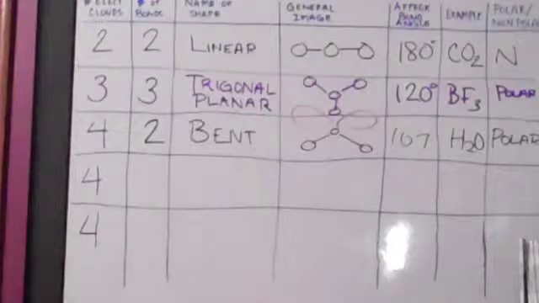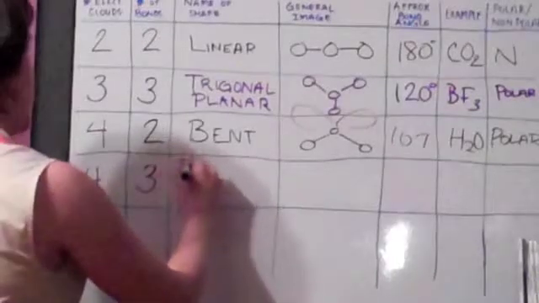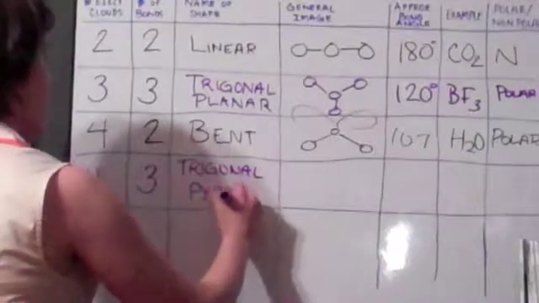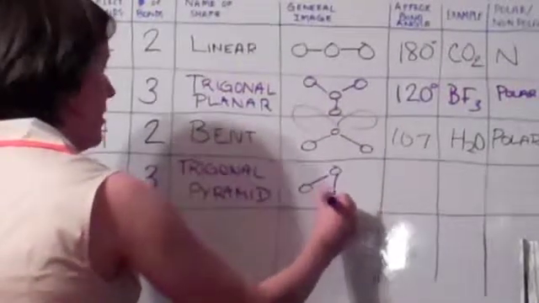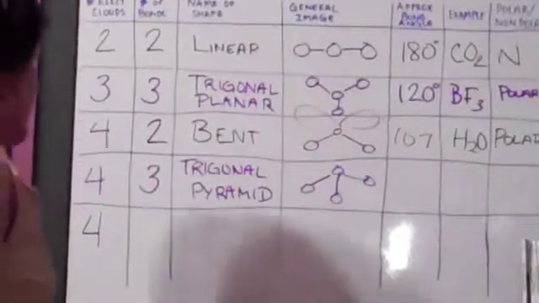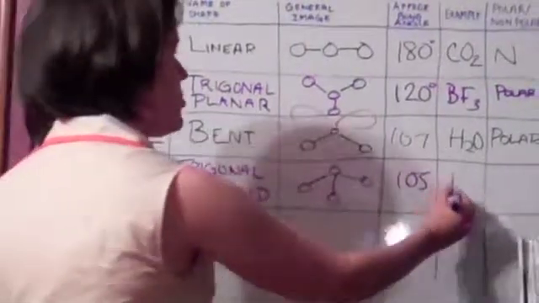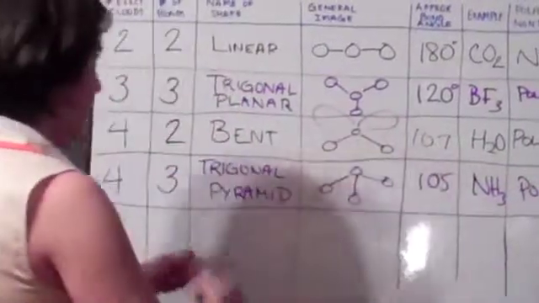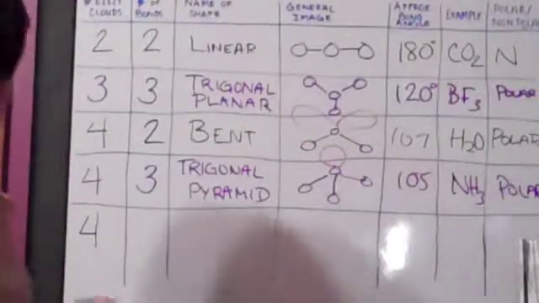Okay, next one. 4 electron clouds, this time we'll say 3 bonds. We're going to have a trigonal pyramid shape. And that looks with the central atom 3 coming out in 3 dimensions near either the top or bottom. I'm going to pick all the bottom for this one. It's approximately 105 degrees. The example would be NH3. And that will also be polar because it has an electron cloud out there with some electrons that are not being shared in any bonds.